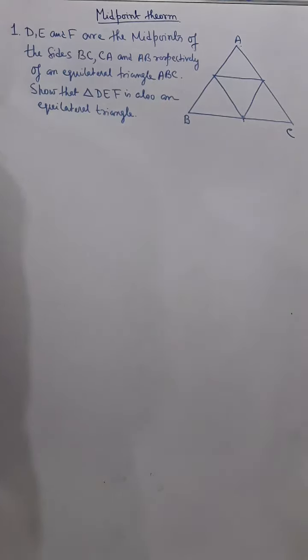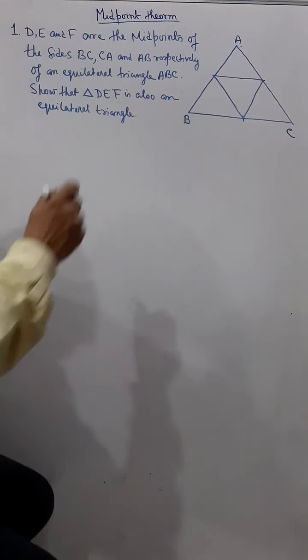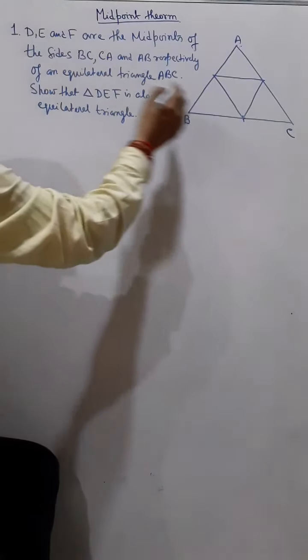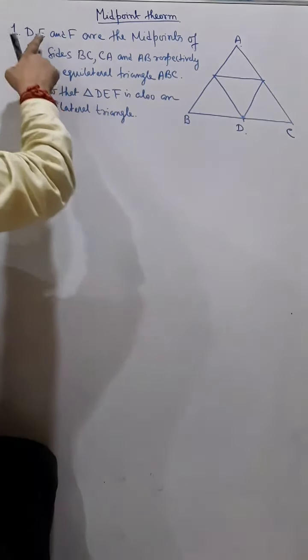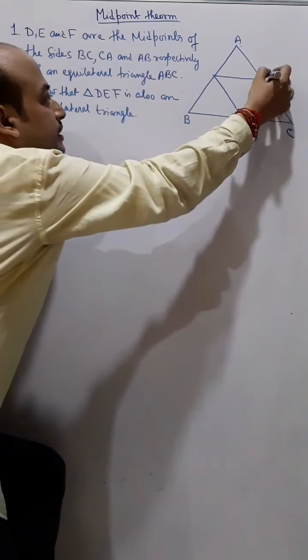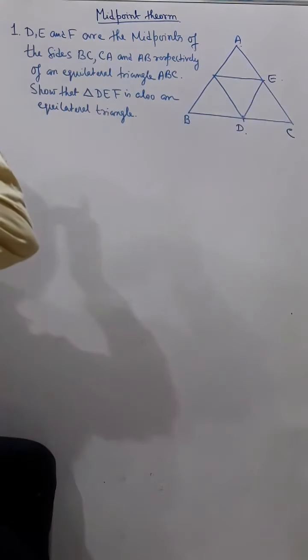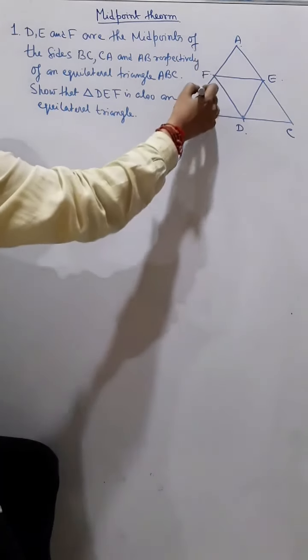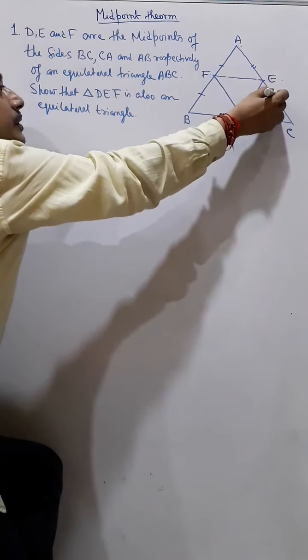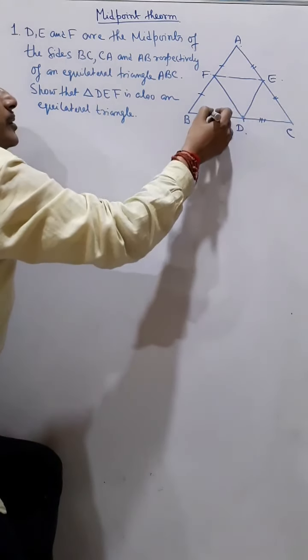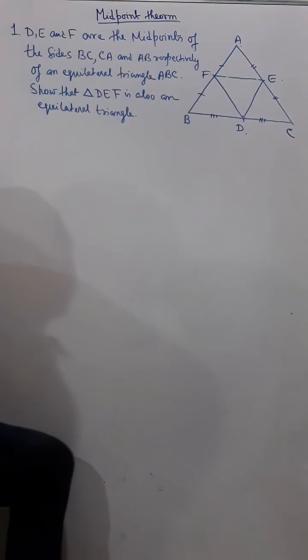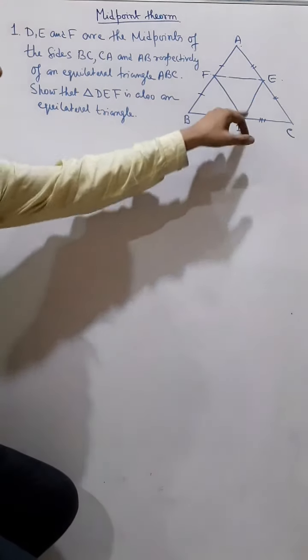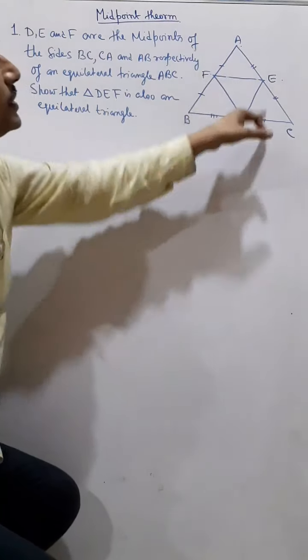Okay, now see in this sum they told that D, E, F are the midpoints of the sides BC, CA and AB respectively. So D is the midpoint of BC, E is the midpoint of CA, and F is the midpoint of AB. So all these are midpoints, you can understand. This equal to this and this will be equal to this. Now we have to prove that DEF is also an equilateral triangle.